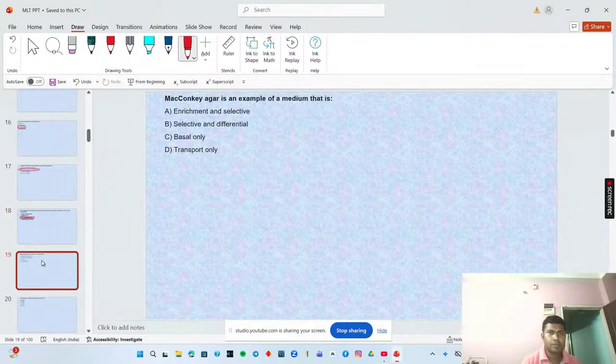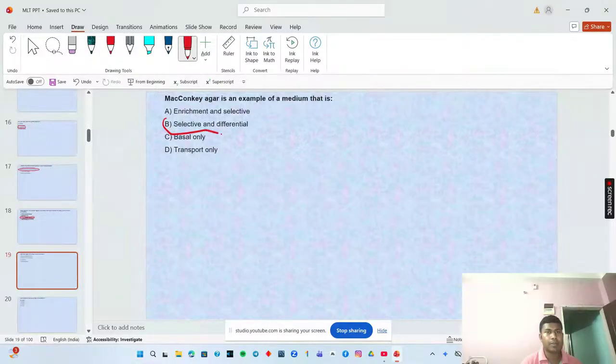Now, MacConkey agar is an example of a medium that is... MacConkey agar helps us to differentiate between lactose fermenting and non-lactose fermenting bacteria. So it is a selective and differential media. The type of media which MacConkey agar is, is selective and differential media.